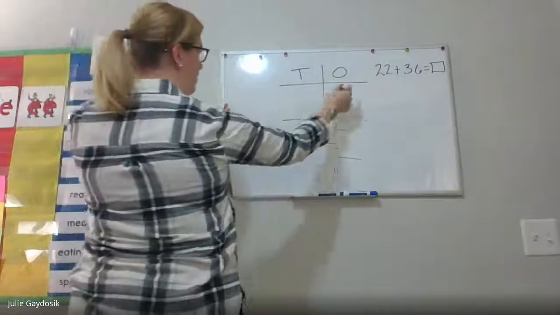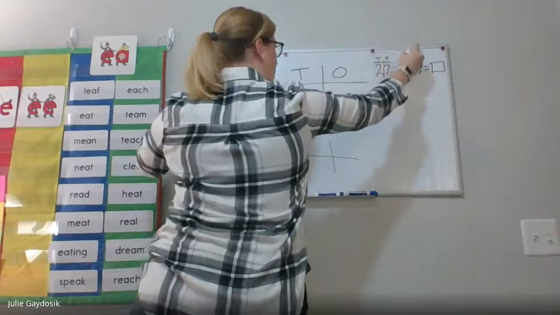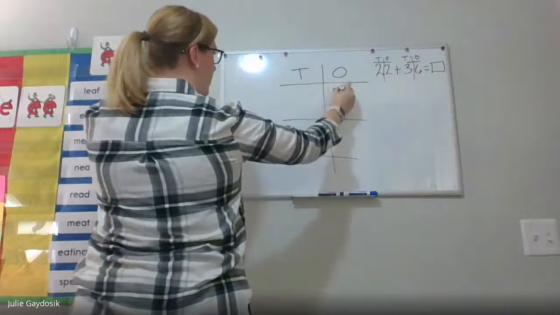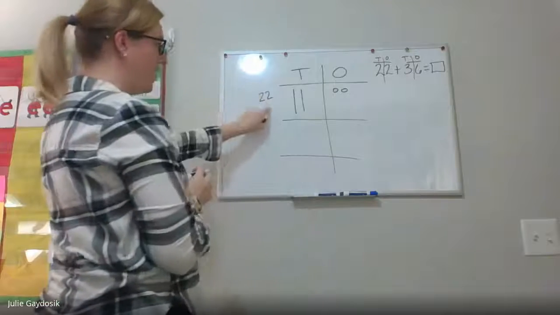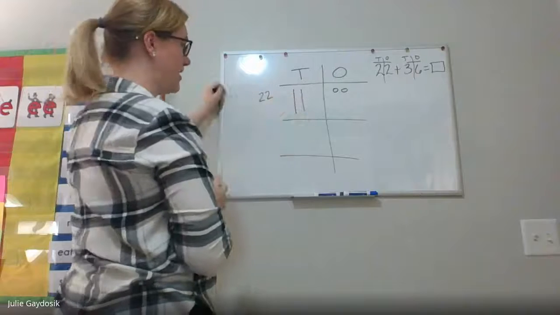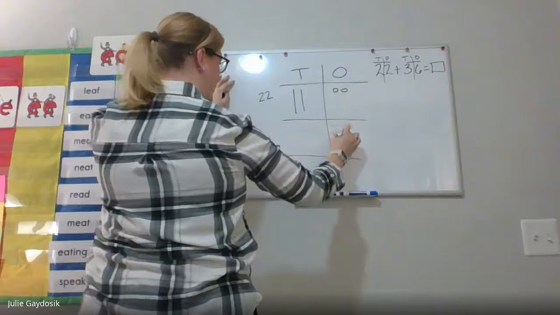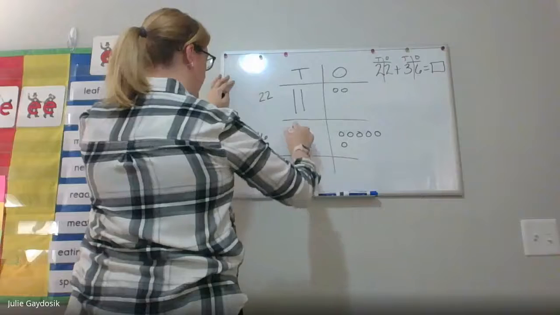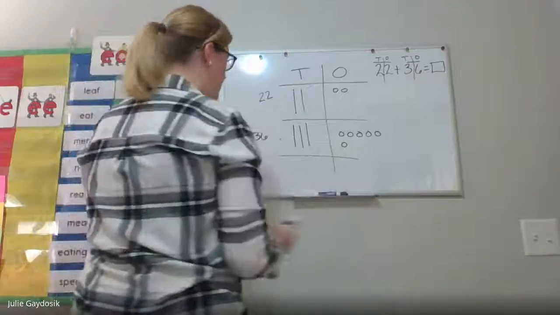We draw out two ones for 22. I would probably want to draw a tens and ones chart over top of both of my numbers just to help me. Two ones, two tens. This is 22. That could also help, drawing the number next to where you wrote out your base 10 blocks. Then I'm going to draw 36. Six ones and three tens.